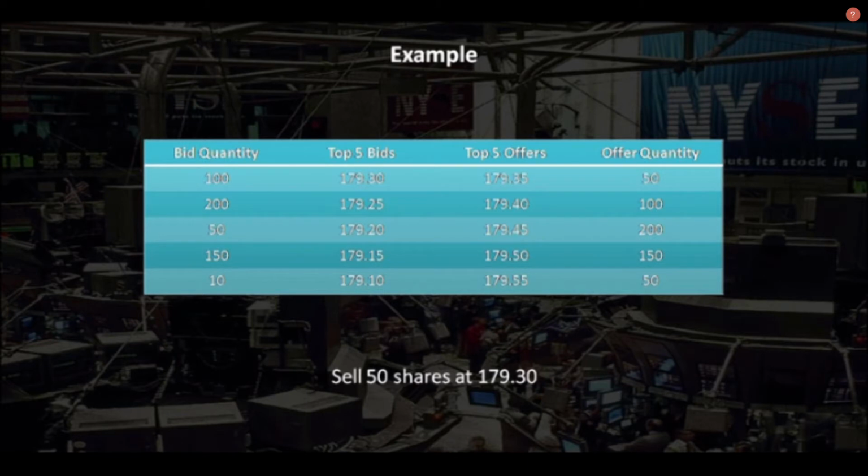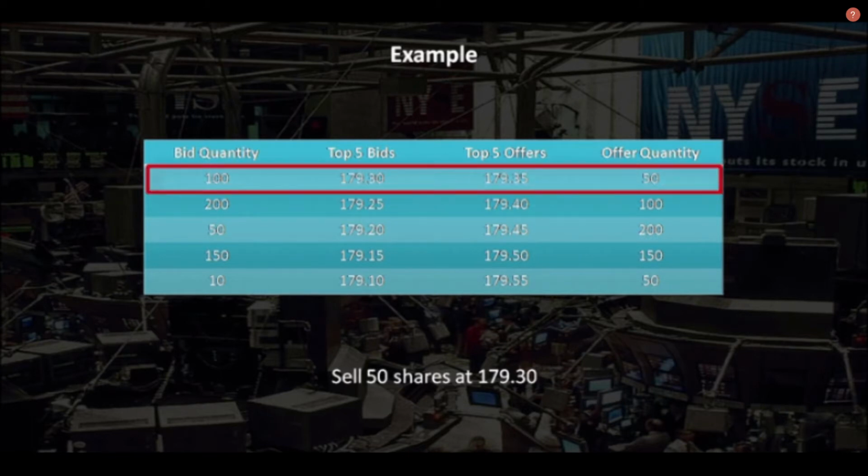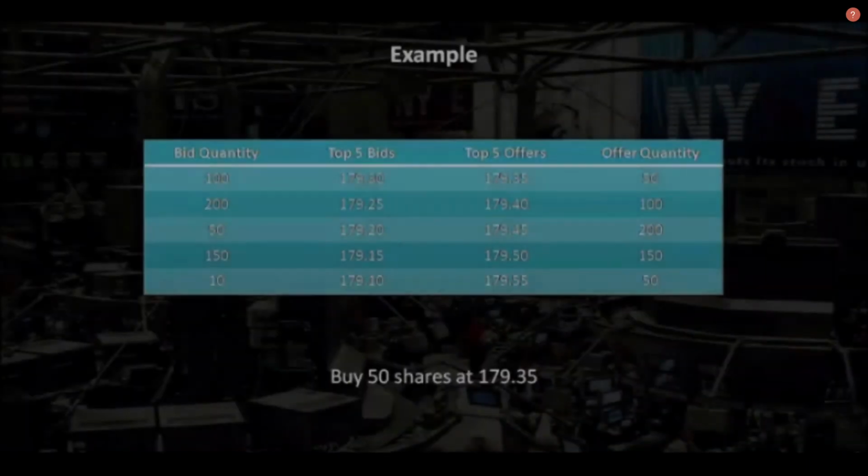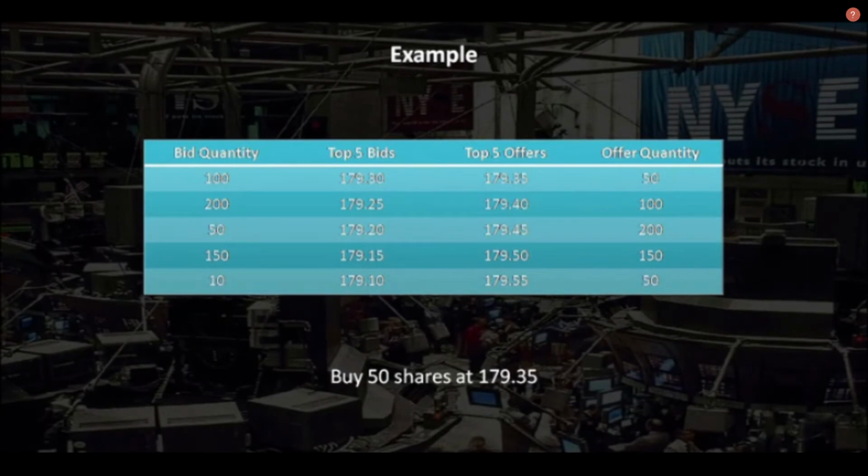A market order tells the broker that you want to execute your trade at the best available price in the market. So in this case, when you place a market order to sell 50 shares at 179.30, if the order reaches the exchange in time and the market bid offer price quantity does not move, you will be able to sell your 50 shares at a price of 179.30. Similarly, if you wish to buy 50 shares at 179.35 and you place a market order which reaches the exchange in time, you would be able to buy 50 shares at 179.35.